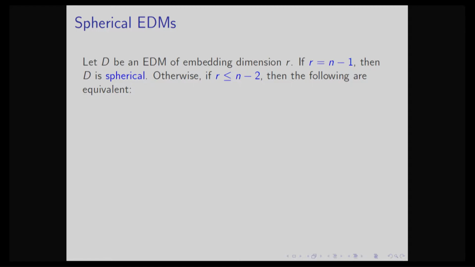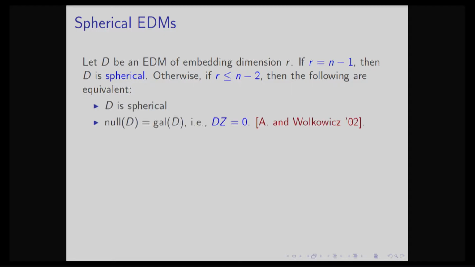Okay, D is spherical. So if the points are affinely independent, D is spherical, always spherical. Now, if the embedding dimension is less than or equal to n minus 2, then the following are equivalent. D is spherical if and only if the null space of D is the same as the Gale space. Again, that means the points lie on a hypersphere.